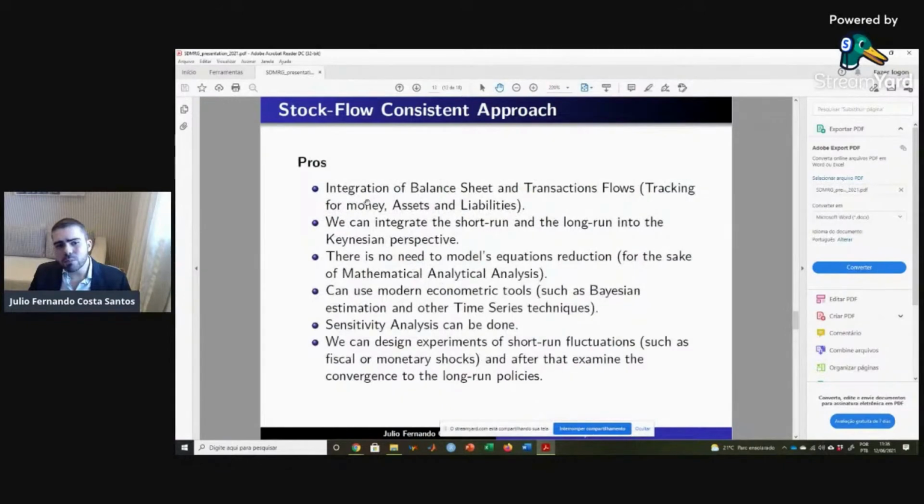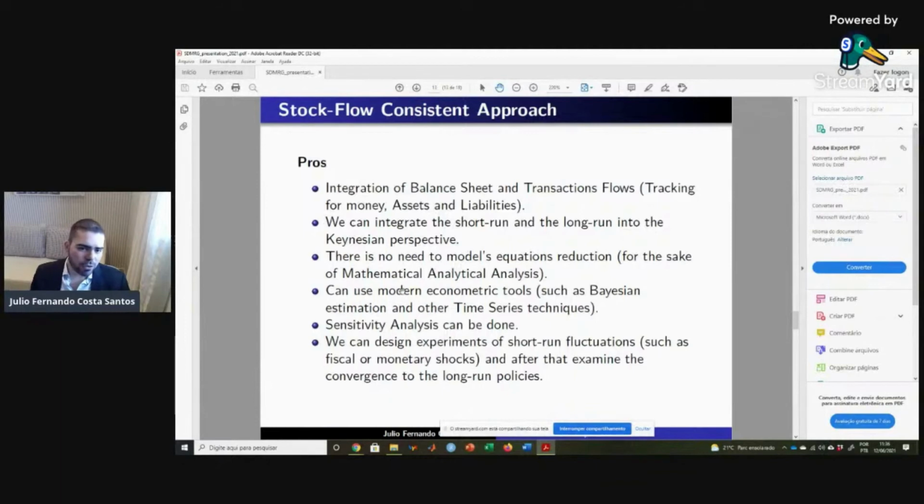So, about the pros, we have the integration of balance sheets and transaction flows. We can track the money, the assets, and the liabilities. We can also integrate the short run and the long run into a Keynesian perspective. There is no need to model the equations for the sake of mathematical analytical analysis, so you don't need to reduce the model to a 3D or 4D version, because the analytical analysis could be very hard to do with an ODE system of higher dimension. But in this literature, we don't have this special need.